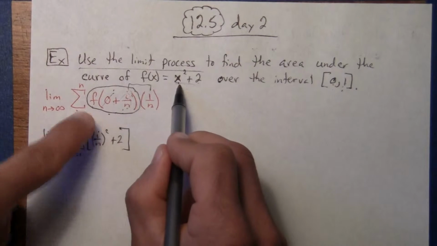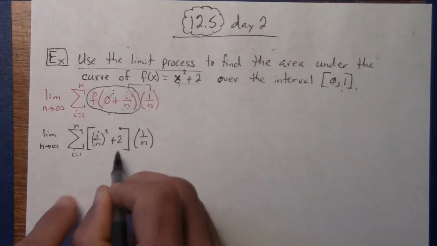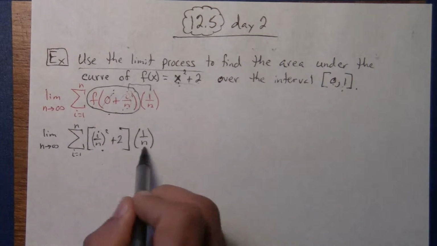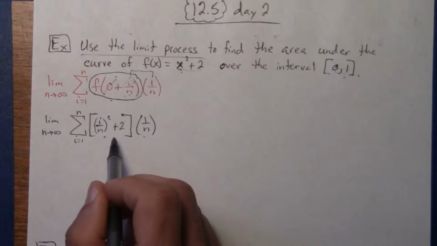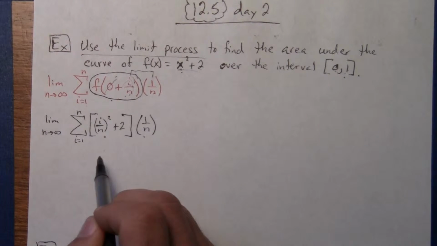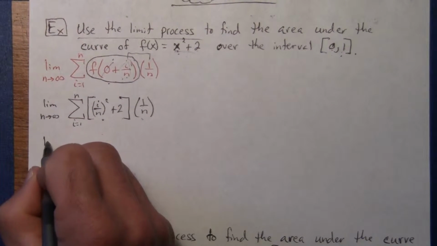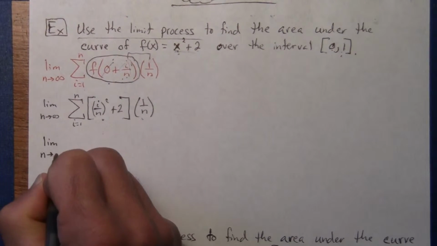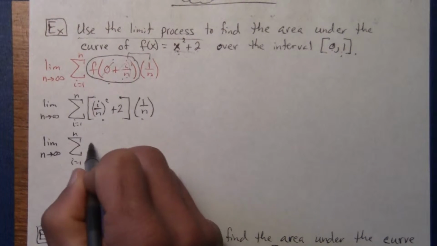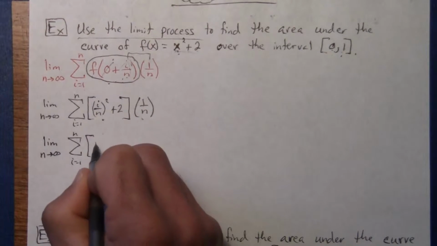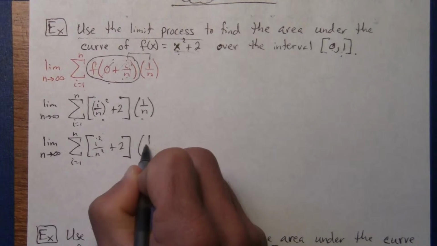If I plug i over n in for x, this is what I would end up with, and now I still have that 1 over n. And the only reason I use a bracket is to separate this from this. Once you get it to here, it's basically what we did yesterday. Now your job is to simplify this if you can, and then once you're done simplifying, distribute the 1 over n. So simplifying this, there's not really a whole lot I can do to it, and I wouldn't necessarily need to see this step if you didn't want to show it to me for this particular problem, because there's really not much you're going to do here. Just going to square these individually and say it's i squared over n squared, and then still have plus 2.